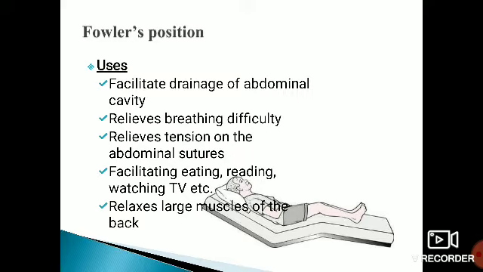Fowler's position uses: facilitate drainage of abdominal cavity, relieves breathing difficulty, relieves tension on the abdominal sutures, facilitates eating, reading, watching TV, etc. Relaxes large muscles of the back.